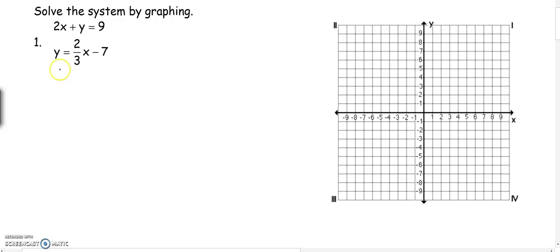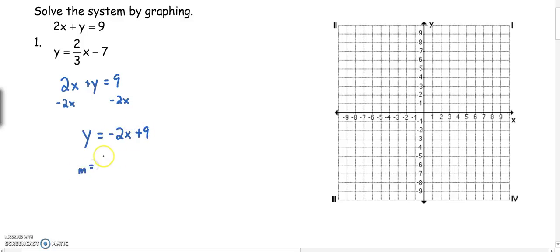So in number 1, our equation is 2x plus y is equal to 9. Right now we can't graph this because the y is not by itself. So first, in order to isolate the y, we're going to subtract 2x from both sides. Now remember that 9 and negative 2x are not like terms, so they're just going to be written next to each other. Y equals negative 2x plus 9.